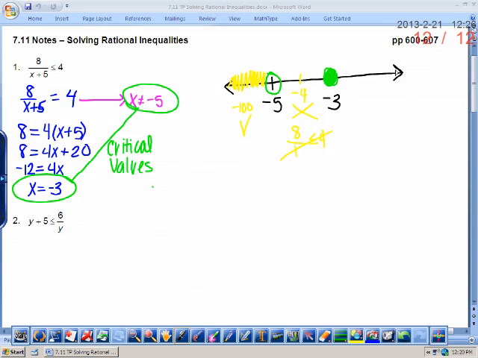All right, let's try a big number. Let's try 100. 8 over 100 or 105 or 1,005 is going to be a little bitty fraction, right? 8 over some big number. Is 8 over some big number going to be less than 4? Yes. So again, this section is true, so we shade.